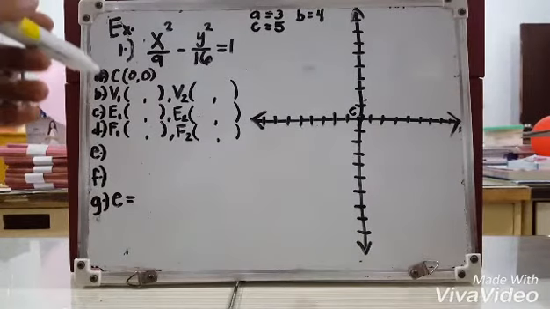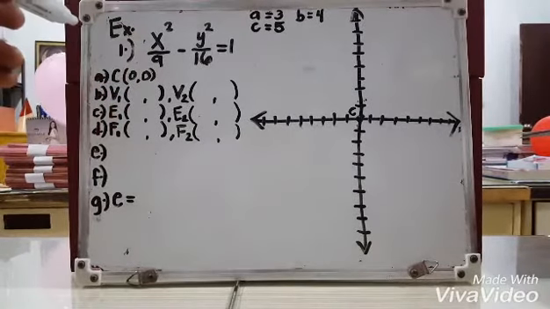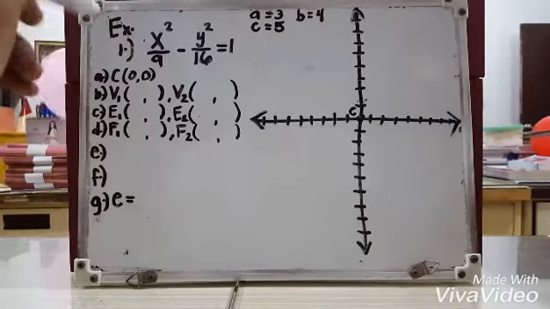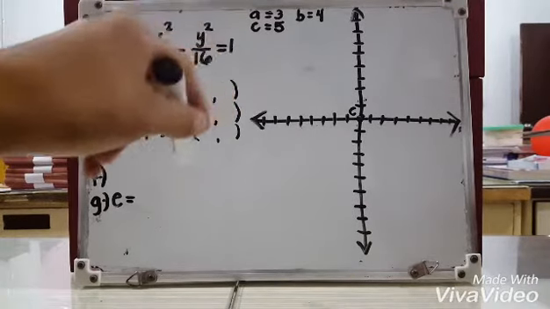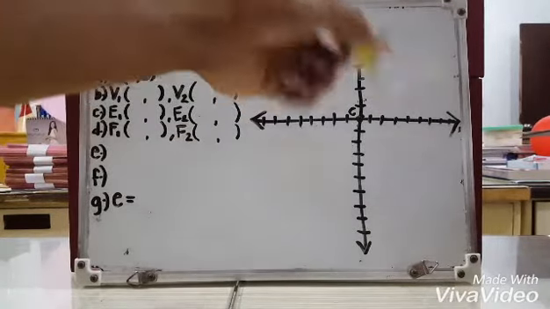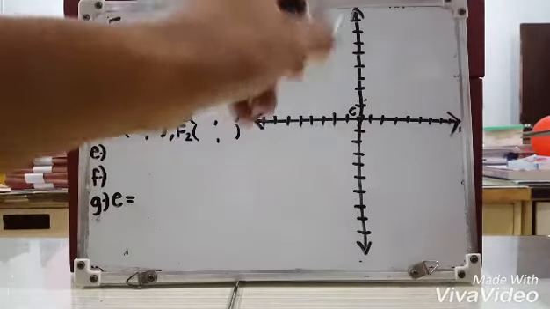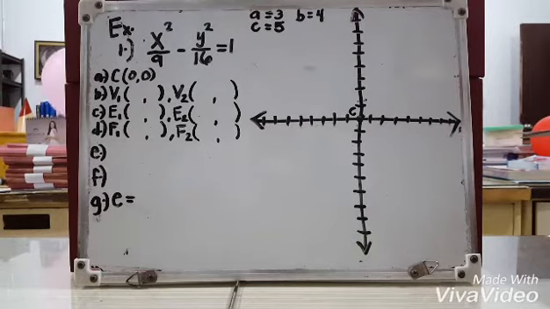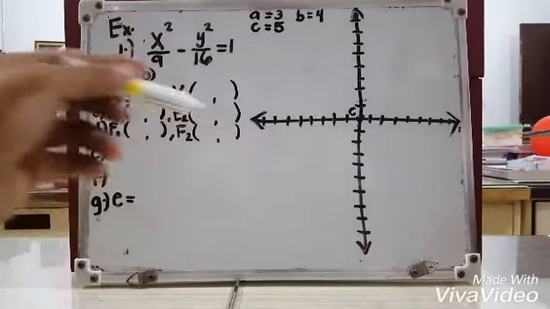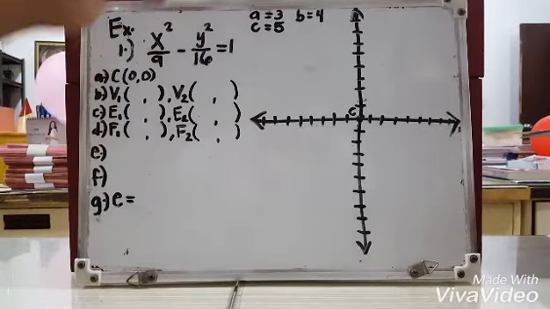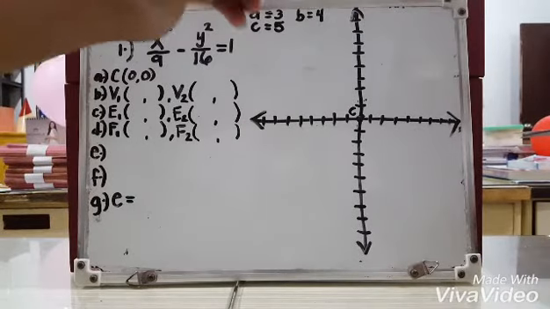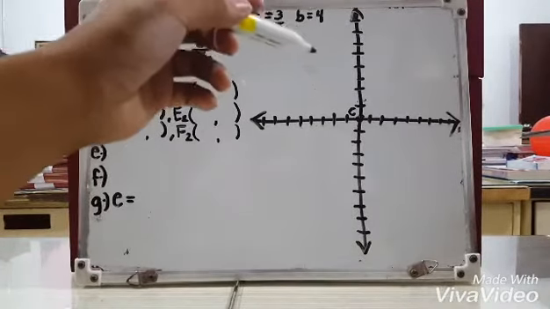Next, we locate the vertices of the hyperbola, class. But take note, class, since our hyperbola opens to the left and to the right, therefore the vertices must be located on the left and the right side of the center. So from the center, we'll have to use the variable A here. We'll move 3 units going to the left and to the right.